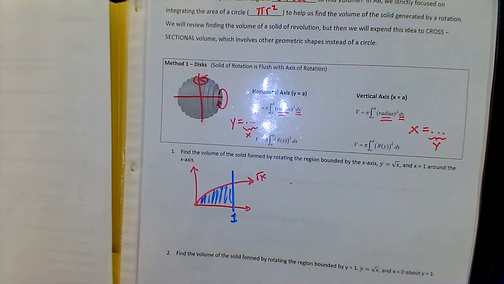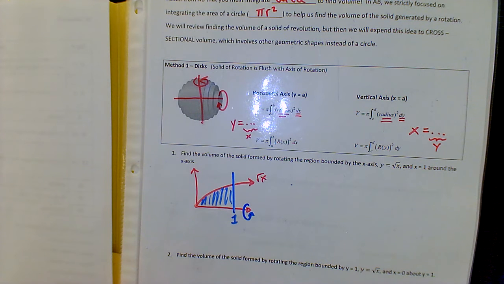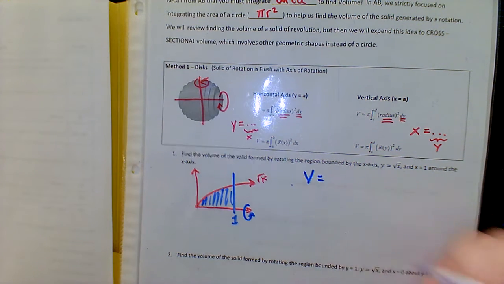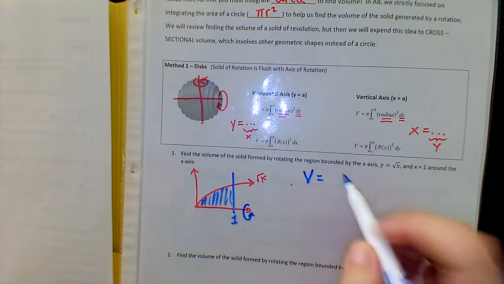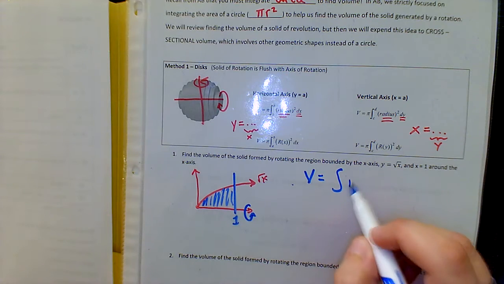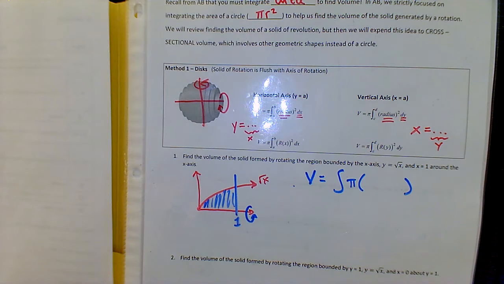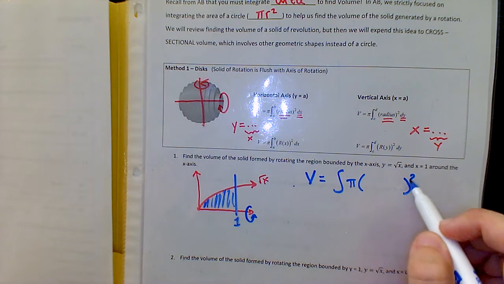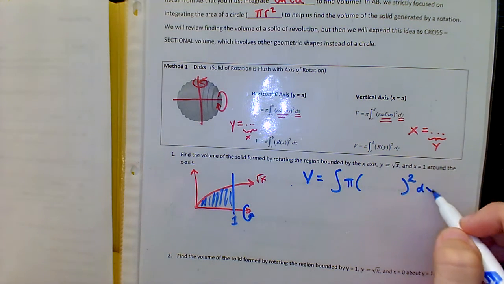All right. So we're going to take that shaded region and we're going to rotate it. It's telling us around the x-axis. Notice how that's our horizontal axis. So let's go ahead and find our volume. If we're going to find volume, we need to integrate the area of a circle. So we have pi, and typically r, but r represents something different in this case, and squared. Since we're going around the x-axis, we need a dx on the end.